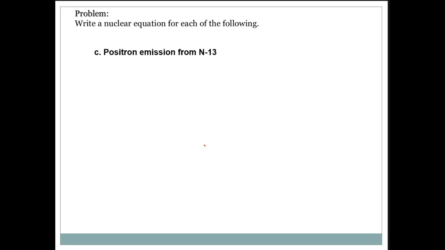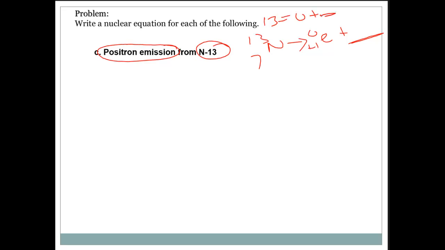Nitrogen-13. I look on the periodic table and I find that nitrogen is number 7. Positron emission. Emission means it's going on the right. And we're looking for that last thing. So 13 is equal to 0 plus something. That's going to be 13. The bottom number, 7, is equal to 1 plus whatever, x. And that gives me number 6. I look on the periodic table and I find that 6 is carbon.